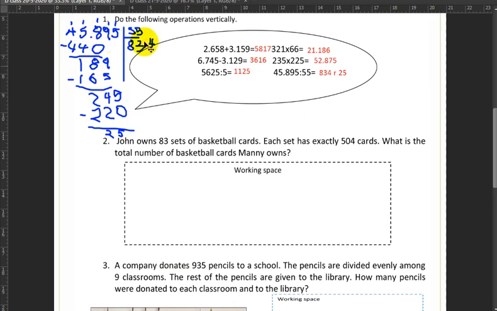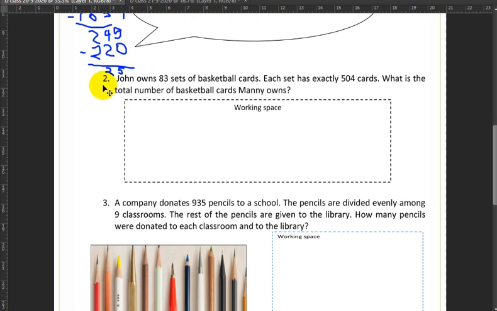Well, I can't delete that, unfortunately. So let's continue. John owns 83 sets of basketball cards. And this is supposed to be, for anyone who didn't hear it, on the Zoom meetings, this is supposed to be John, not Manny.